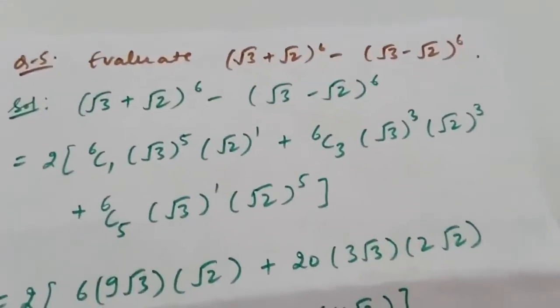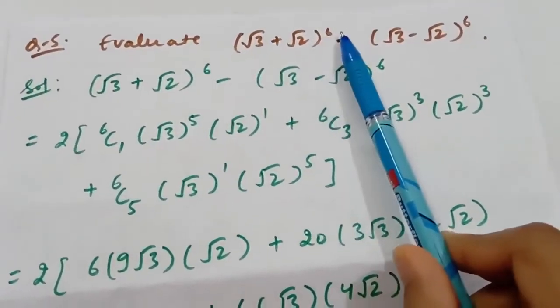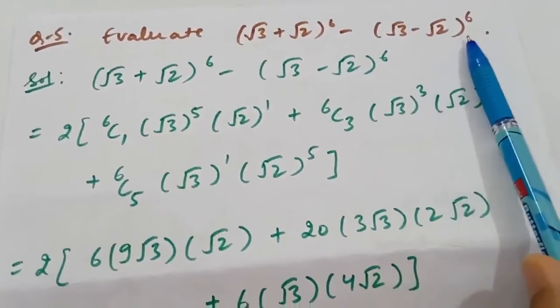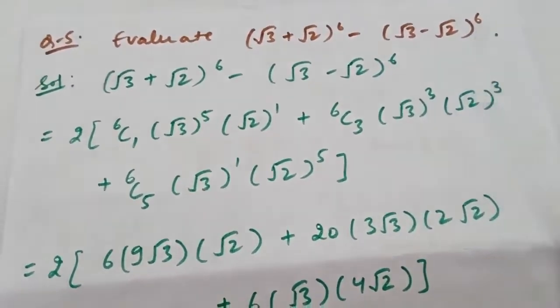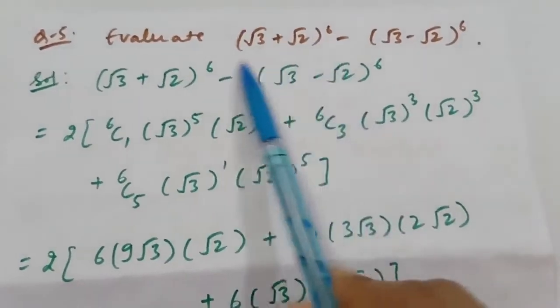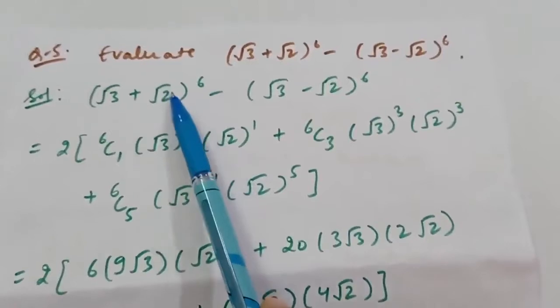Okay. Now, question number 5: evaluate (root 3 plus root 2) whole raised to the power 6 minus (root 3 minus root 2) whole raised to the power 6. Since minus is there, this will be twice the sum of the even terms of this.